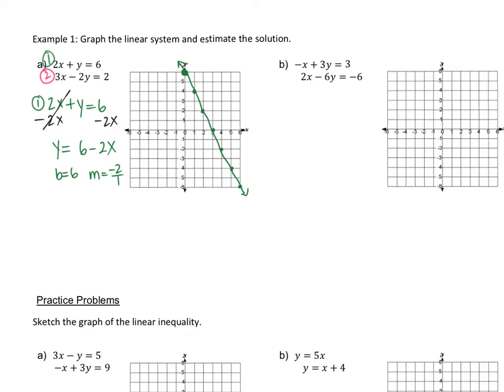So now I'm going to do it for the second equation. I'm writing the second equation, 3x plus 2y equals 2. I'm going to try to get y by itself, so I need to subtract the 3x over. That cancels.